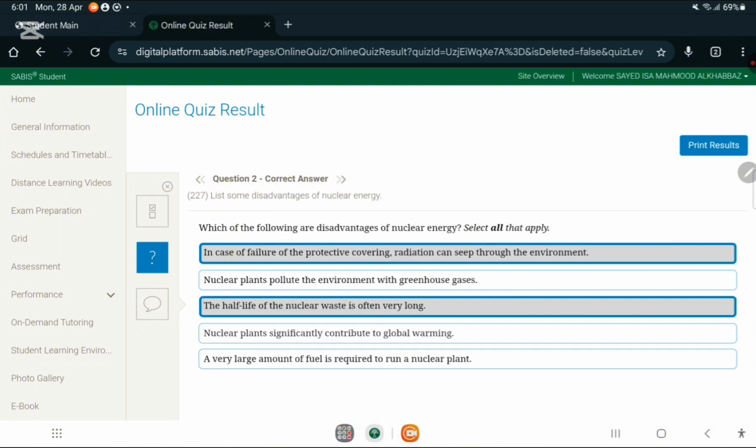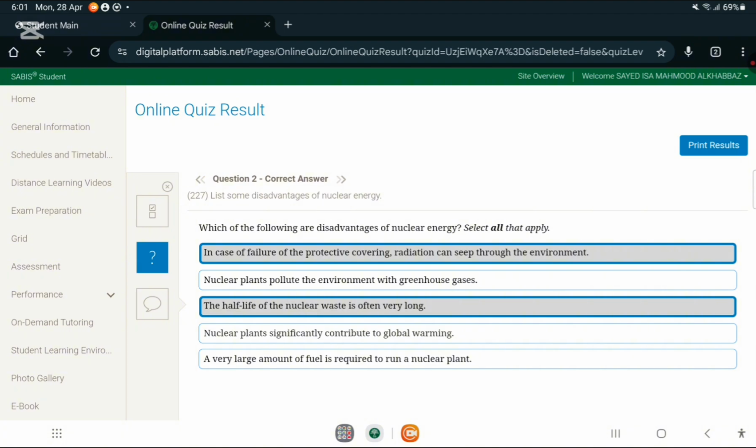Which of the following are disadvantages of nuclear energy? In case of failure of the protective covering, radiation can seep through the environment. That is true. Nuclear plants pollute the environment with greenhouse gases. That nuclear plants do not exist. Okay. The half-life of nuclear waste is often very long. That is right, that's true. As we studied with half-life, for example, carbon-14, its half-life is 5,760, if I'm not wrong.